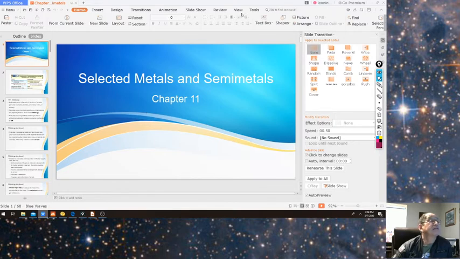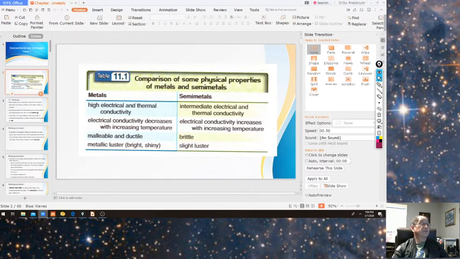Can't see any way to highlight this. What I'm going to do is I'm just going to go to different charts here. Okay, comparison of some physical properties of metals. Okay, know about those. Chart table 11.1. This is chapter 11.